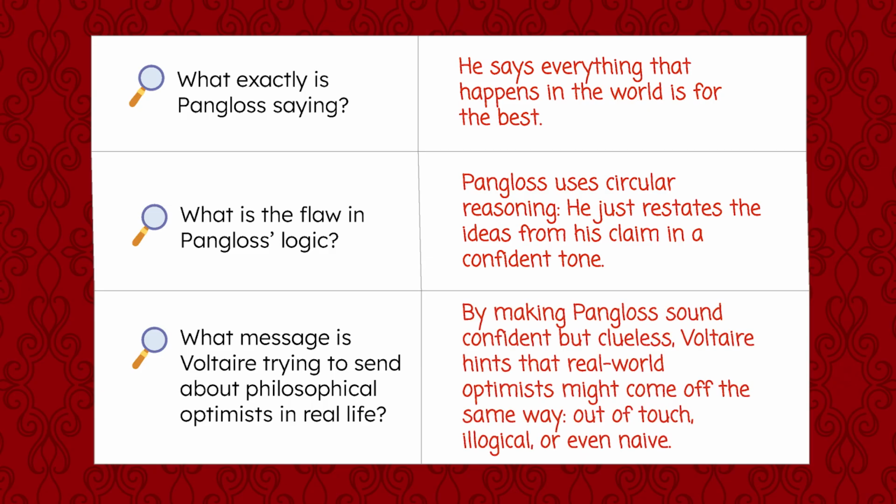By making Pangloss sound confident but clueless, Voltaire hints that real-world optimists might come off the same way. Out of touch, naive, or even illogical. Believing that everything is for the best might seem wise or comforting, but to Voltaire, it looks foolish. He's suggesting that people who cling to that mindset might not be thinking critically, or might be ignoring reality altogether.